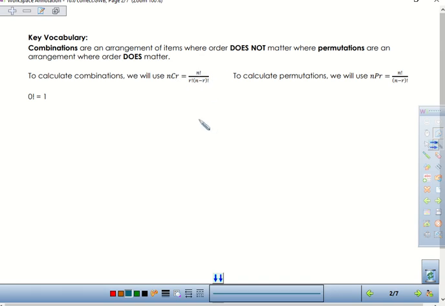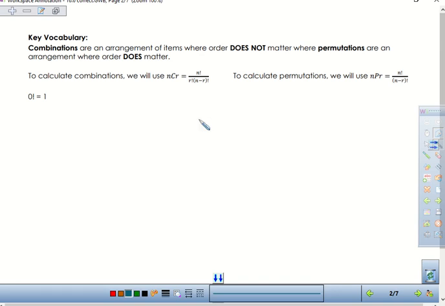factorial. That exclamation point in math is what we call a factorial, and I'll explain how that works. A factorial is basically where you multiply the preceding numbers. So if it's 4 factorial, that's 4 times 3 times 2 times 1. 5 factorial will be 5 times 4 times 3 times 2 times 1.